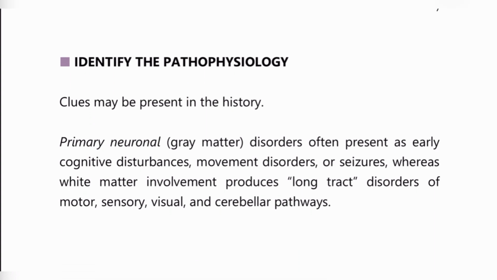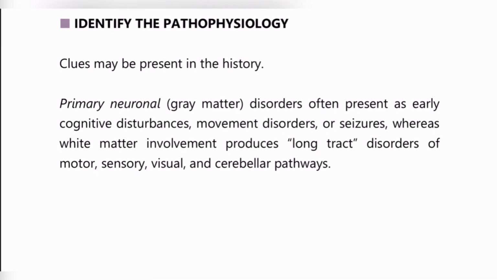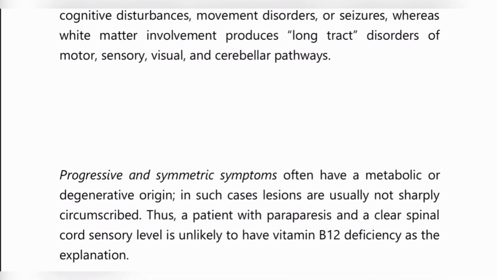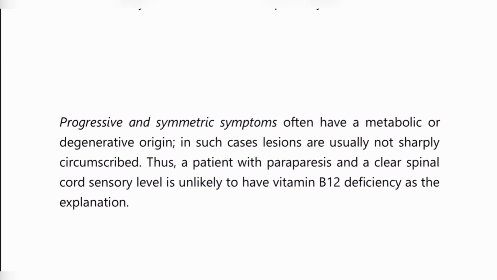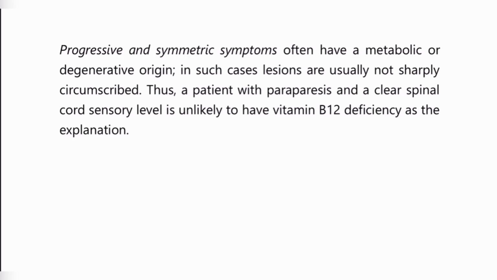Now, how to identify the pathophysiology? Here also the clues may be present in the history. Primary neuronal or gray matter disorders often present as early cognitive disturbances, movement, and other disturbances, whereas white matter disorders usually involve long tracts. If a patient has progressive symmetric symptoms, of metabolic or degenerative origin, then it is less likely that it is due to vitamin B12 deficiency.